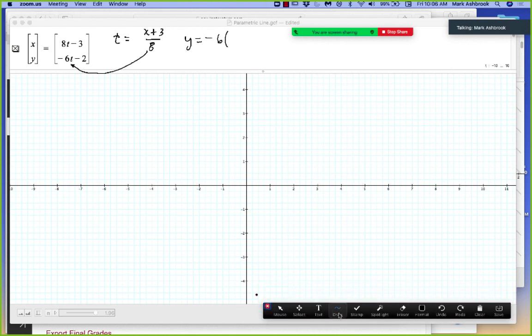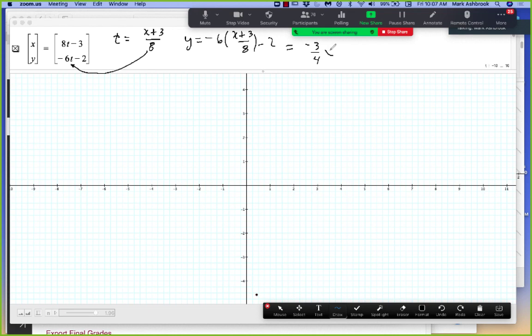So negative 6, x plus 3 over 8 minus 2. And maybe let's do some simplification here. So it looks like I'm going to have negative 3 fourths x. That's 6 over 8. I just have a question.